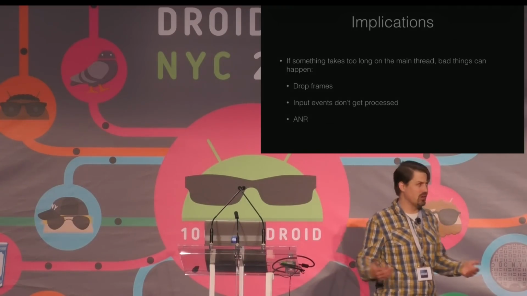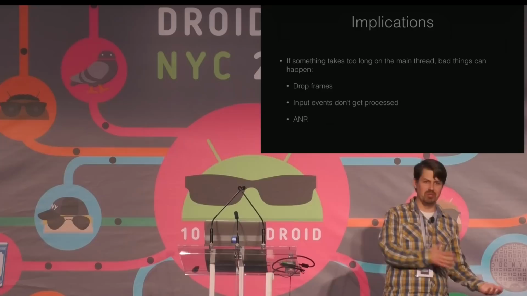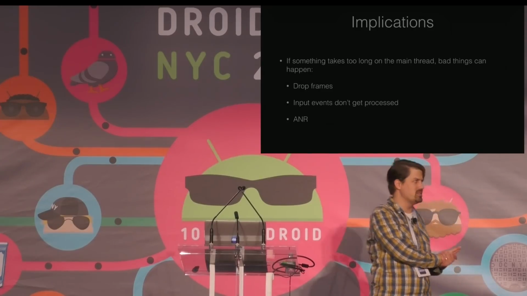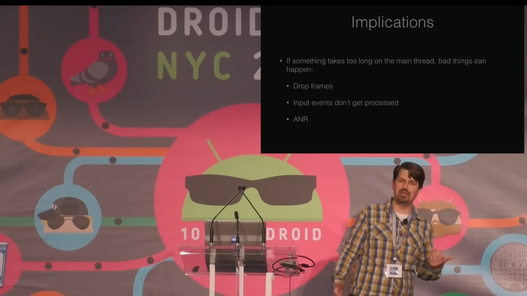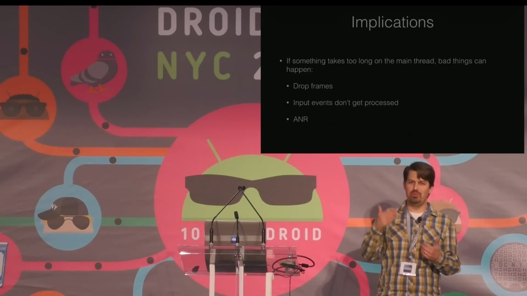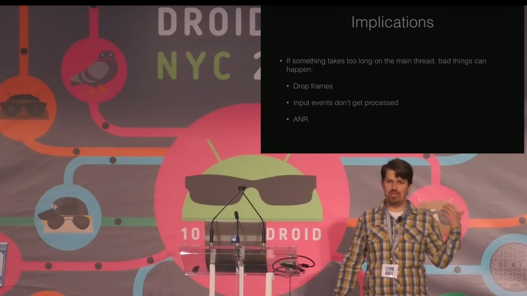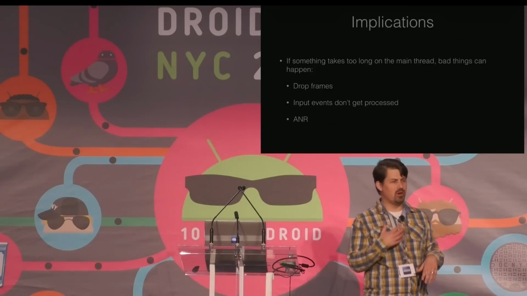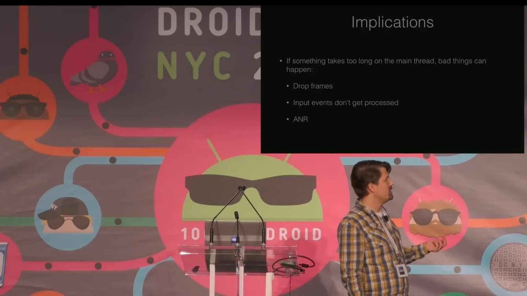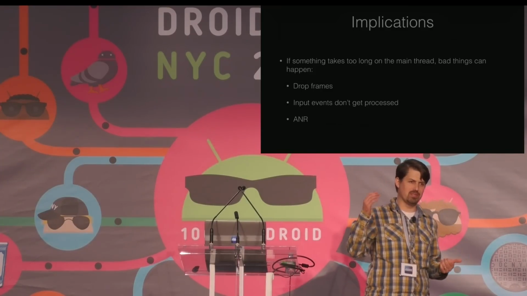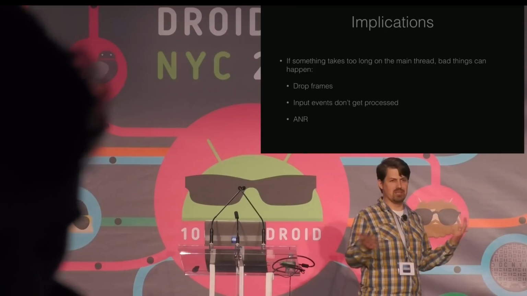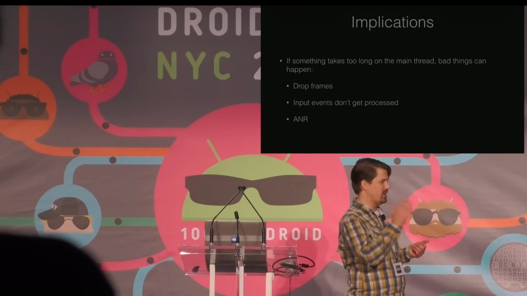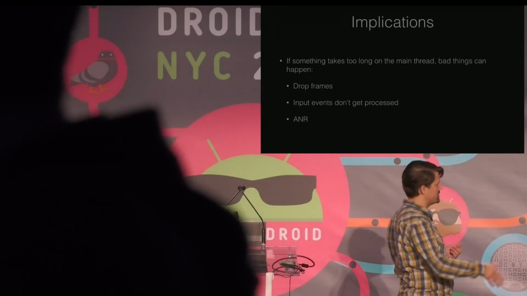If something takes too long on the main thread, then other things aren't going to be able to get to the front of the line. They're not going to be able to be processed. So you can drop frames, like I said. If you put too much stuff in there and your views can't get drawn, and your view hierarchy can't get built and drawn and laid out in the right amount of time, then it's going to drop frames. Essentially, nothing is going to be updated by the next time it draws that frame, every 16 milliseconds.